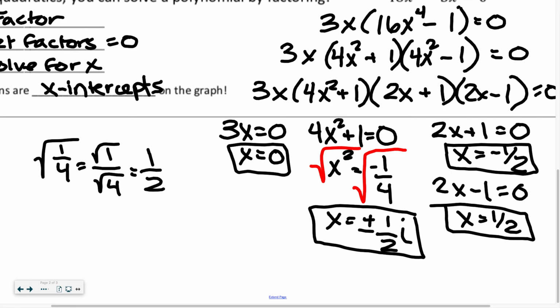But you'll have to pay attention, and this is going to happen later on in the chapter. When you read the directions, it might say find all the zeros. So then you have to have as many as the degree. Or it might say find the real zeros. So then you only have to find the ones that are real. So you would have 3 here.